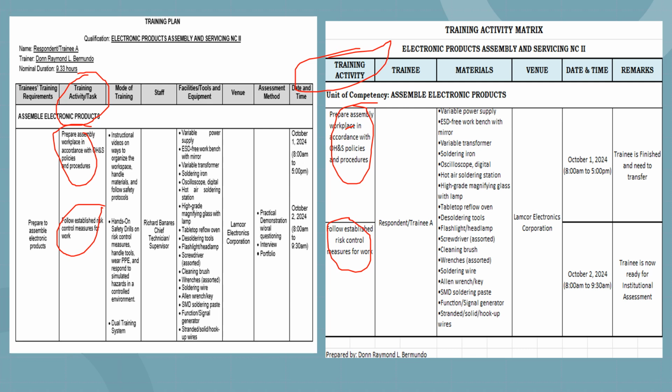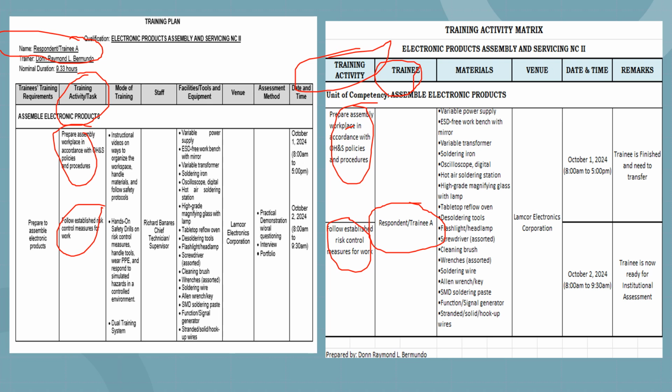Next one is the trainee. So, for my example, I have placed here respondent or trainee A since my respondent did not disclose his or her information as part of research ethics. Okay, so you can do the same. You can just assign trainee A, B, C, D, E, or respondent A, B, C, D, E, and so on.